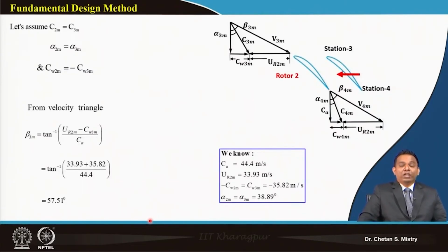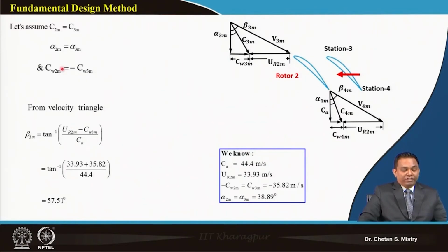What we are doing here is that we have started the design for rotor 2, and as we have discussed, we are making the assumption that the absolute velocity coming out from rotor 1 will be the entry velocity for rotor 2. That is the reason my alpha 2 at the mid station will be equal to alpha 3 mean. One more observation is that the whirl component coming out from rotor 1 will be the entry whirl component for rotor 2, and it has the opposite sign. This is what we need to take care of.